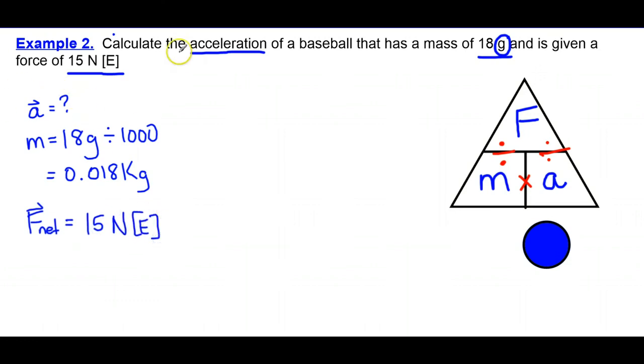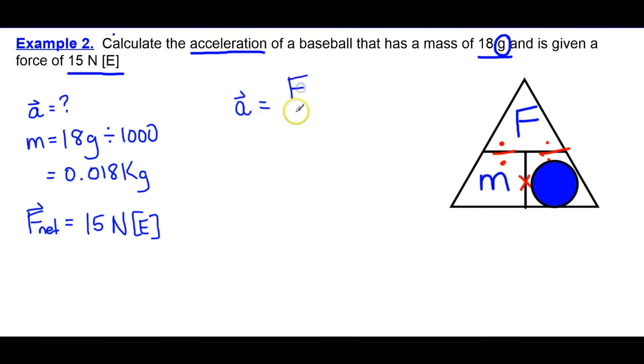So we're solving for acceleration. We're going to cover up the one we're solving for, and it's going to tell us what to do with the final variables. So we have to take our force and divide it by our mass. So it's going to look like this. Acceleration is equal to force divided by mass. And that's 15 divided by 0.018.